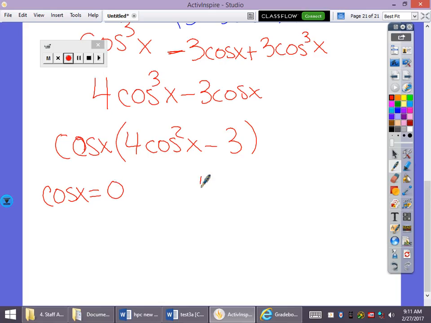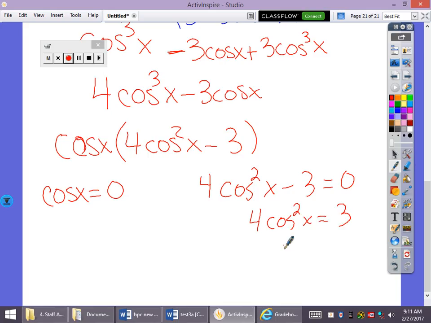Okay. Now I know there's not a lot of space. You kind of have to continue on. Okay, what would I do here? Add 3. So 4 cosine squared x equals 3. Now what do I do? Divide by 4. So 3 over 4. Now what do I do? Square root it. So it gives me the square root of 3 over 2, because the square root of 4 is 2.